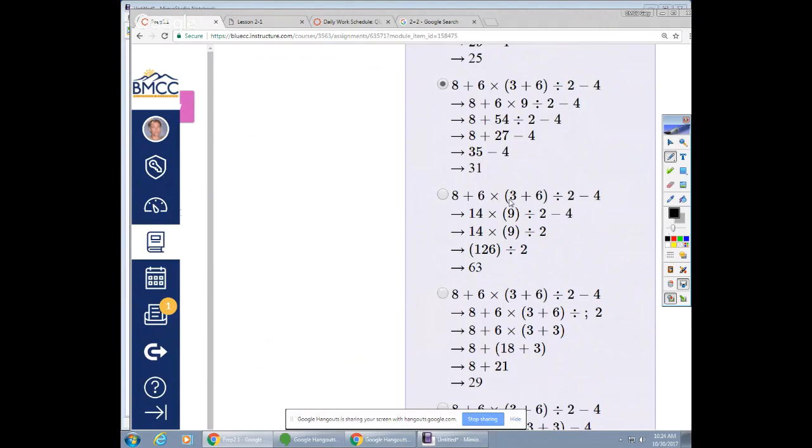They added before they multiplied. Total violation of the order of operations. Order of operations says you've got to do the multiplication first, but I can't do that multiplication until I do that addition. Okay, so that was a problem.